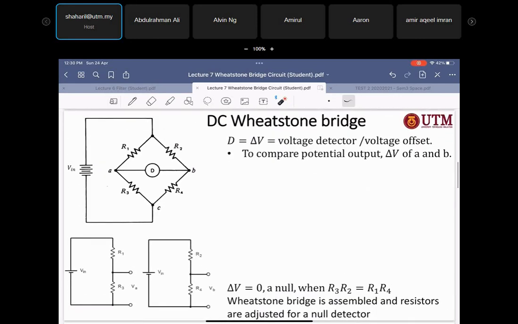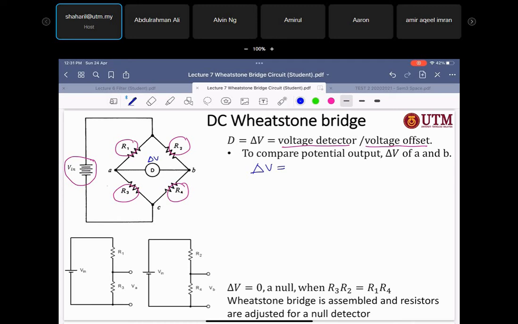So let's derive the circuit. It will be like this. Like I mentioned before, it has the supply, which is V in, and then it has the 4 resistors, R1, R2, R3, and also R4. And then this one will have the D. The D we call the offset voltage, or sometimes the voltage detector, or sometimes we write it delta V. So normally delta V equals point A, VA, minus point B, VB.